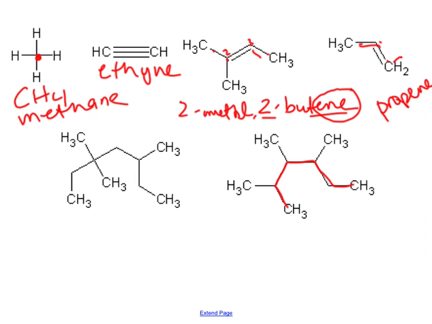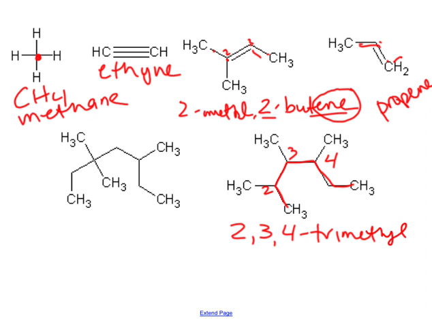Okay, 1, 2, 3, 4, 5, 6. Were you getting 2, 2? 2, 3, 4. 1, 2. That would be 3, 3, 5. You go to the side, you hit a substituent group first, okay? So this would be 2, 3, 4, trimethyl.